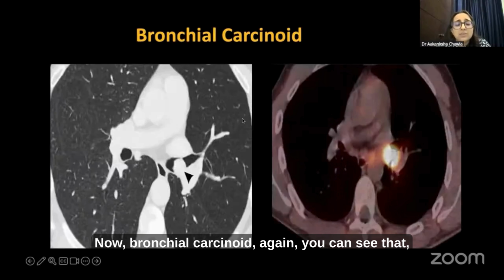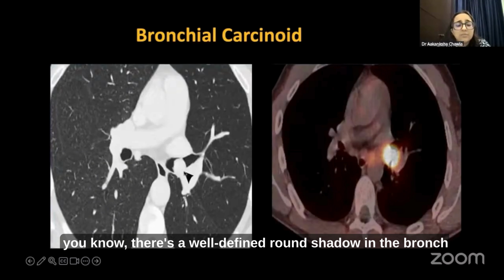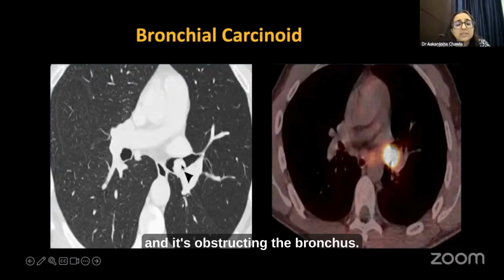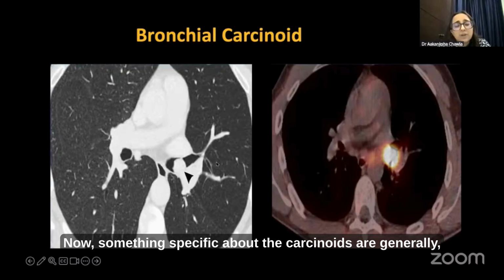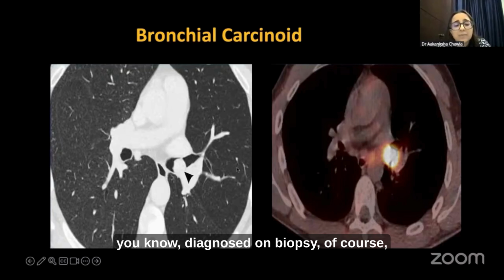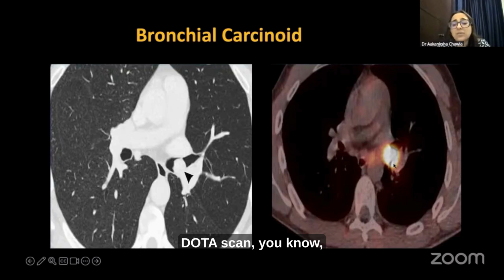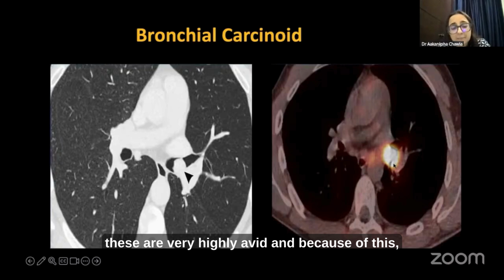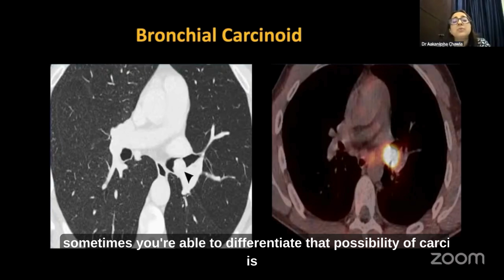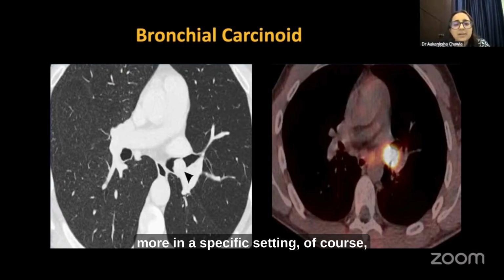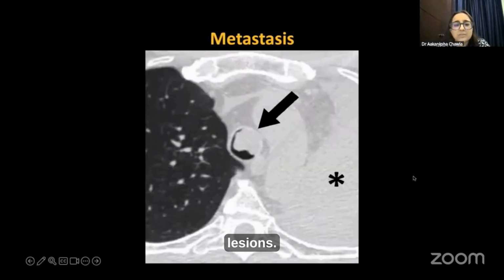Now, bronchial carcinoid, again, you can see that there's a well-defined round shadow in the bronchus, and it's obstructing the bronchus. Something specific about carcinoids: they are generally diagnosed on biopsy, of course, and this would be a presentation. But when you look at the PET scan or the DOTA scan, these are very highly avid. And because of this, sometimes you're able to differentiate that the possibility of carcinoid is more in a specific setting, of course. But they are very highly avid lesions.